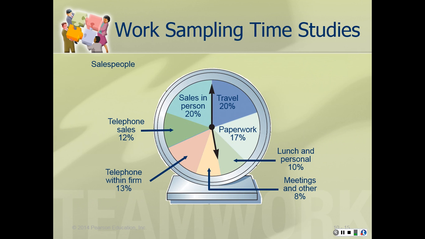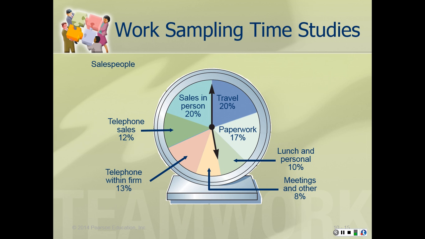So work sampling might be like, for instance, on a salesperson. You look at how much of their time is spent doing each of the activities. So in the example I have here, a salesperson does sales in person, face-to-face, 20% of their day. They may travel 20% of their day. 17% of their day is filling out paperwork. 10% is lunch and personal break time. 8% might be meetings and other items. 13% might be being on the telephone inside the facility, and 12% might be cold telephone sales calls.